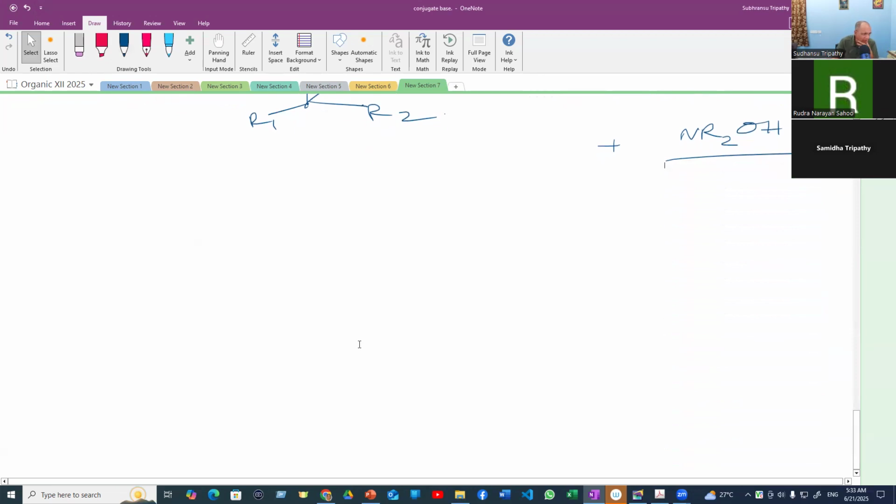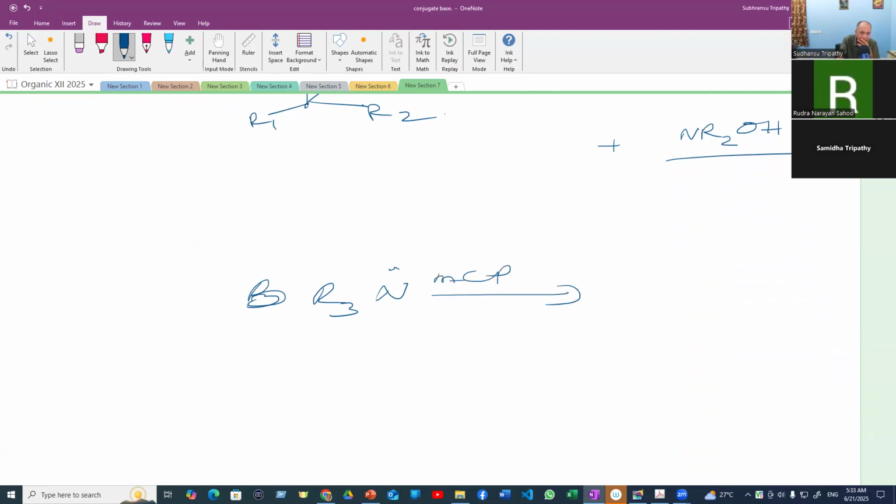You can prepare the N-amine oxide by taking R3N, where one of the R will have a beta hydrogen, at least two carbon atoms, with MCPBA. What is MCPBA? Rudra? Sir, what? This is the oxygen bond.